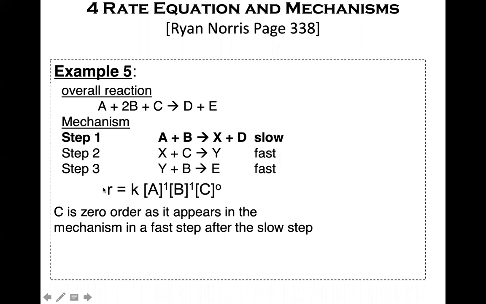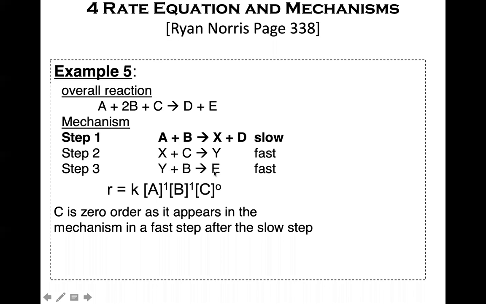Now this is the rate equation. Rate equals K times A to the power of 1, B to the power of 1, C to the power of 0. C to the power of 0 is the same as nothing.